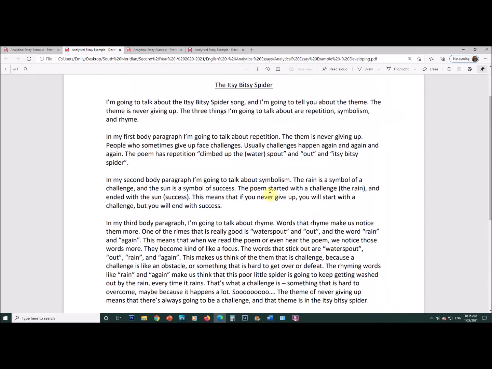So I'm going to talk about the Itsy Bitsy Spider, and I'm going to tell you about the theme. The theme is never giving up. The three things I'm going to talk about are repetition, symbolism, and rhyme.